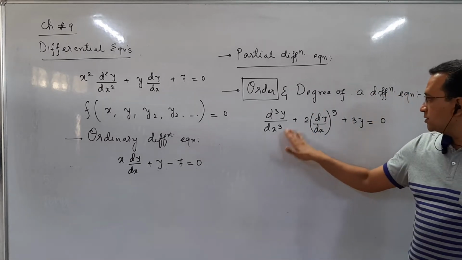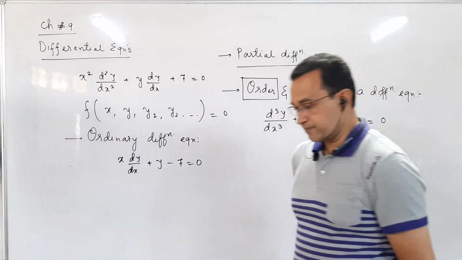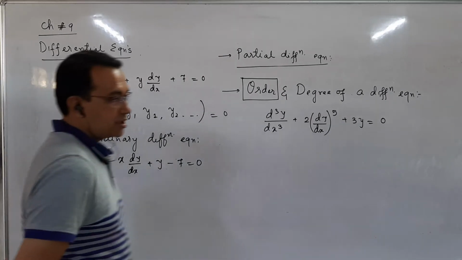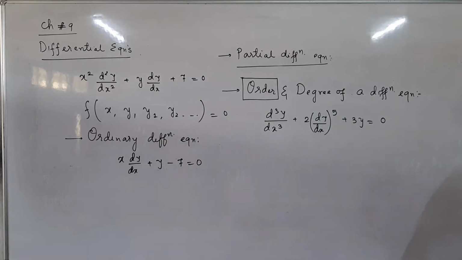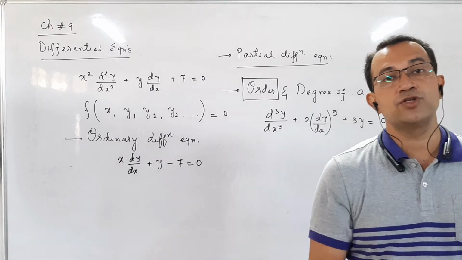The order of the highest order derivative occurring in a differential equation is called the order of the differential equation. What is the exact definition, students? Pay attention. The order of the highest order derivative occurring in a differential equation is called the order of the differential equation. Check the text in the textbook, page 380.